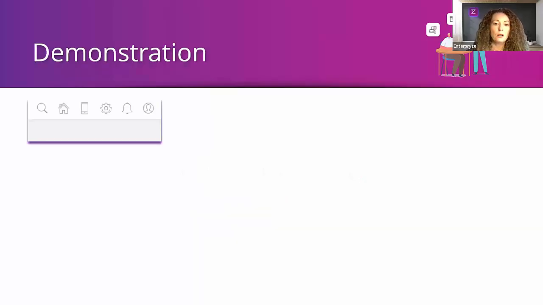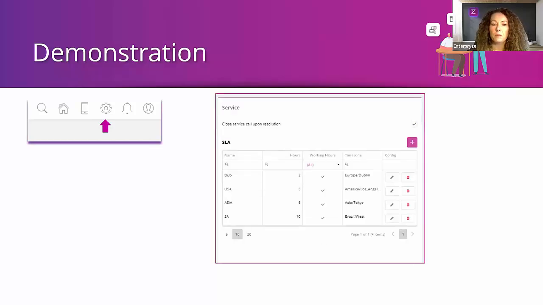So let's just take a quick look at the demonstration in settings and where these all reside. When you click on the settings menu, which is up on the top right of your screen, and click on the service panel, which is in your module settings. So this is module settings, and I'm in the service panel. You will see here the close service call upon resolution. So you can see where the tick box is available for that.